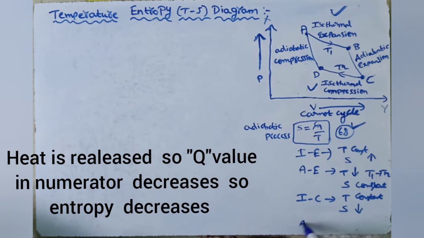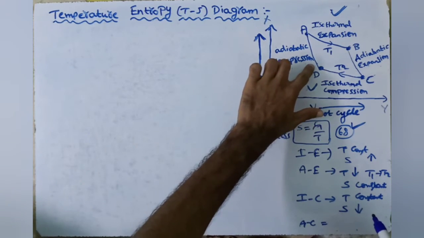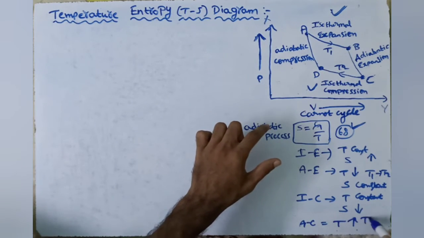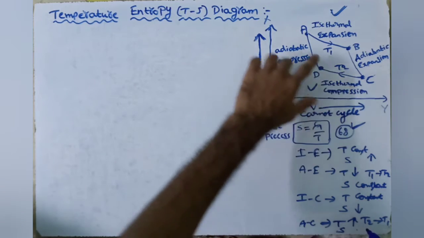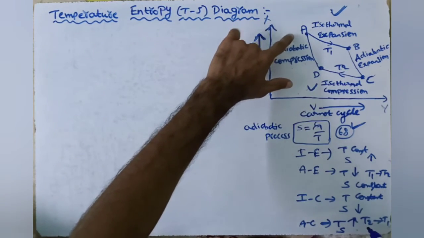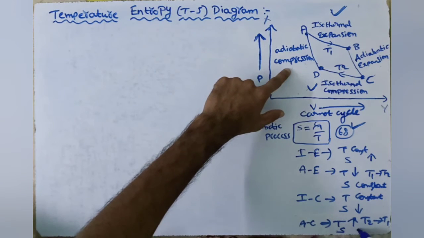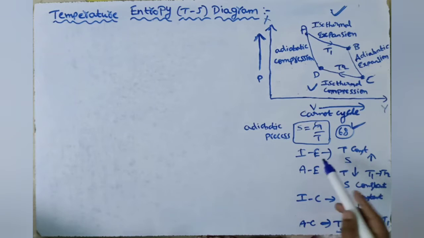In adiabatic compression, temperature is increasing from T2 to T1. Now, what is the change in entropy in adiabatic compression? Entropy is constant. In all adiabatic processes, entropy is constant, but temperature changes.